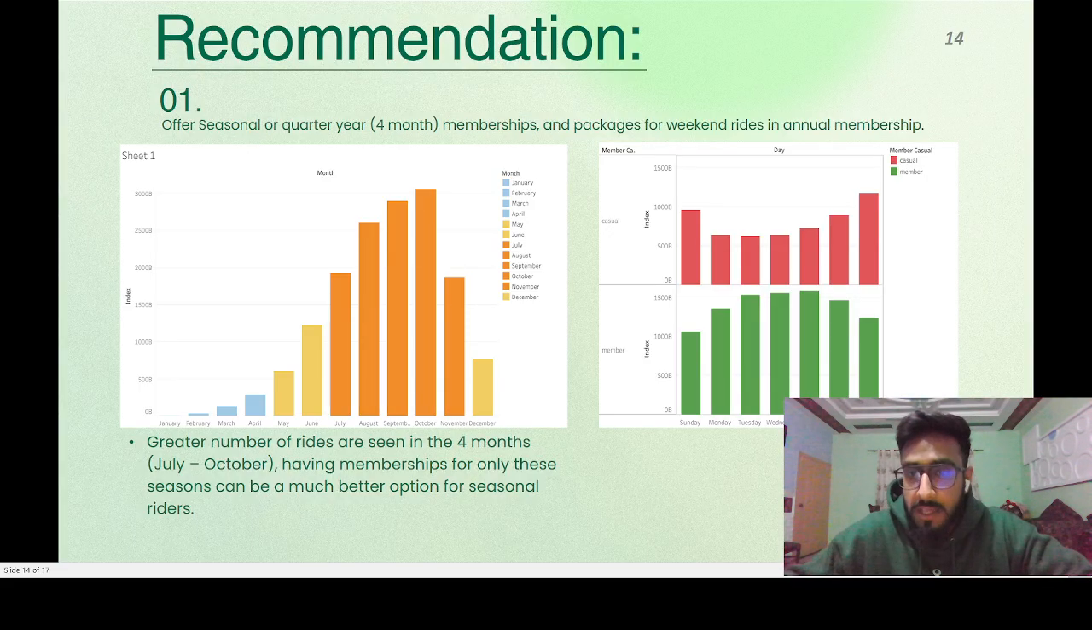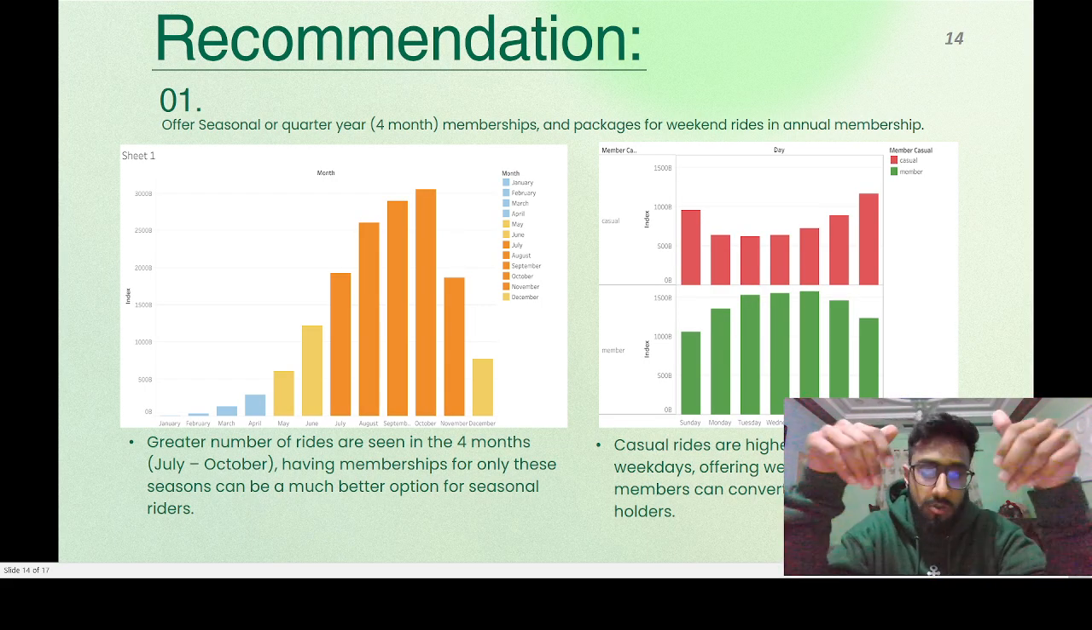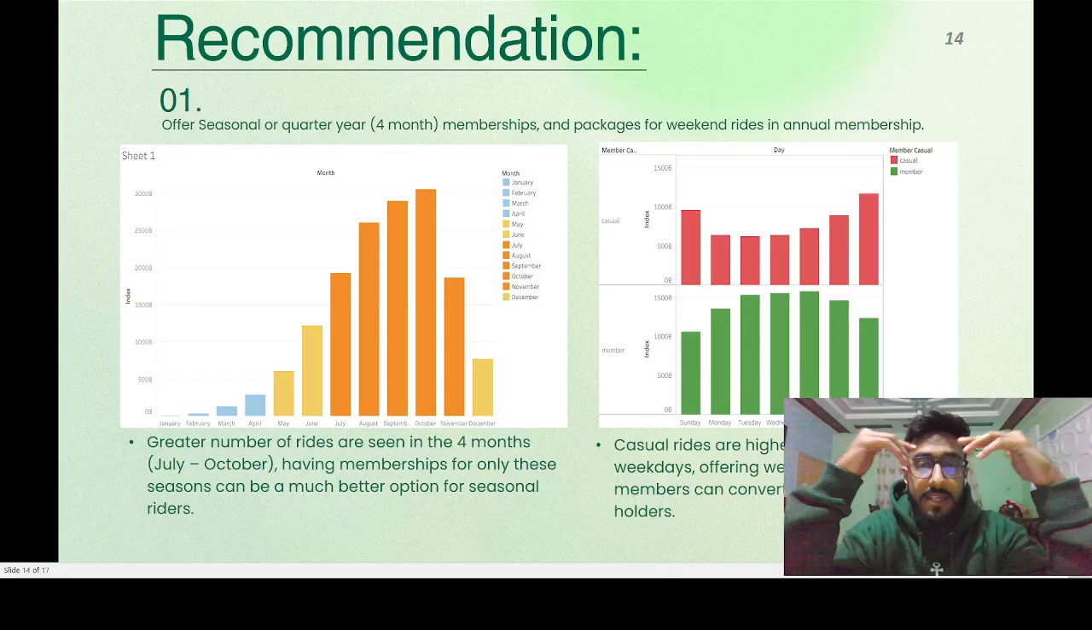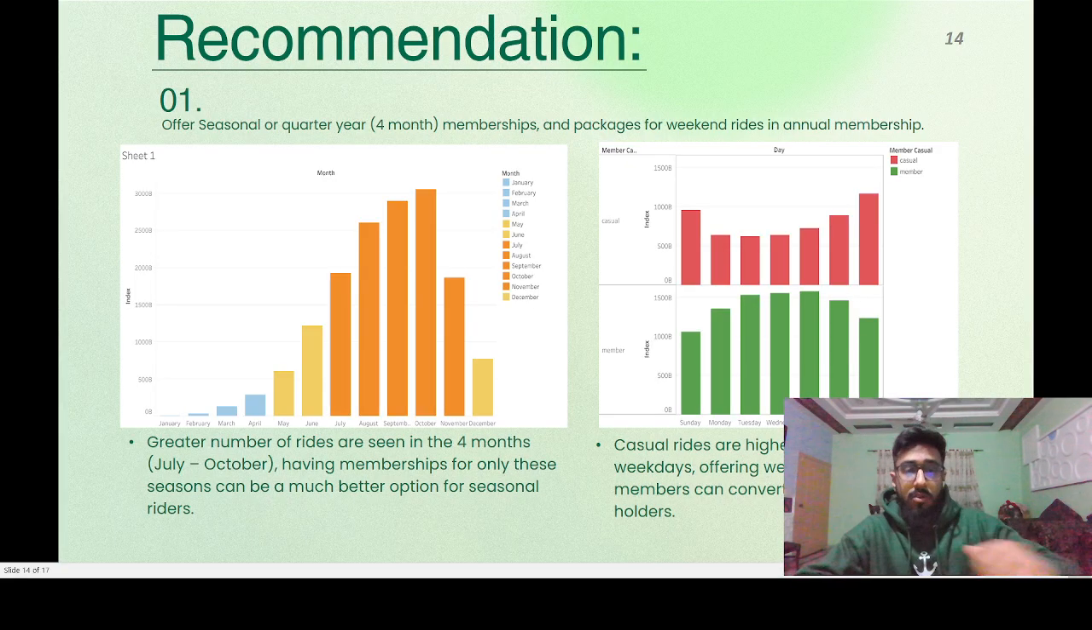And next we have that casual riders are higher on weekends than weekdays. Offering weekend benefits to annual members can convert casual riders to membership holders. As we can see, the weekend rides for the casual riders are a lot higher than the weekday rides. So, by offering something in the annual membership that would benefit the casual riders for their weekend rides, this could convert the casual riders into membership buyers. As they could see some sort of benefit for them in the annual membership, they would go for it.